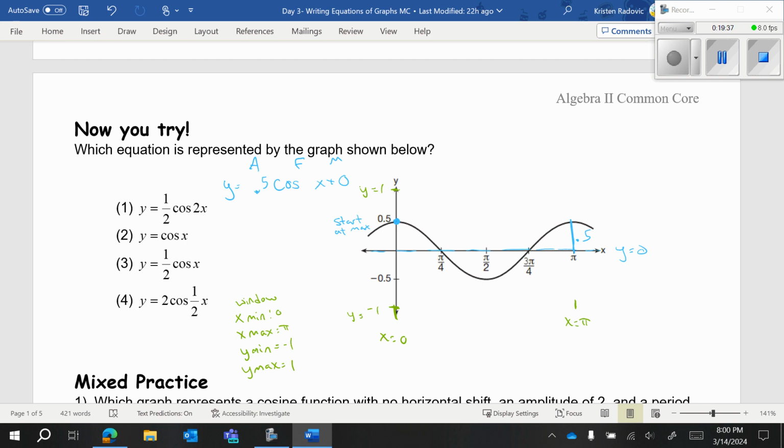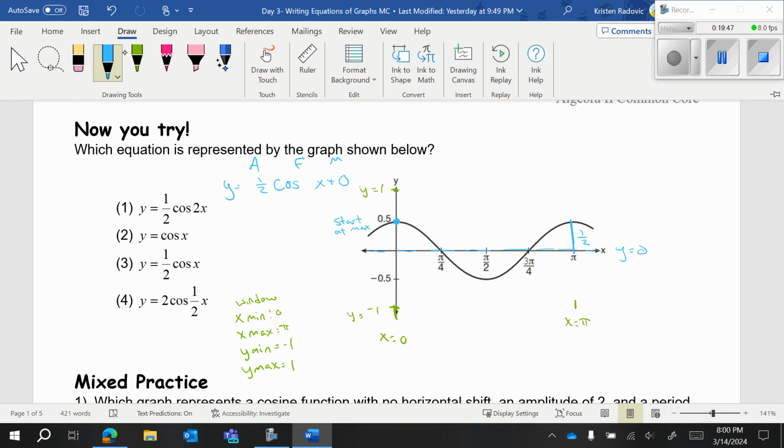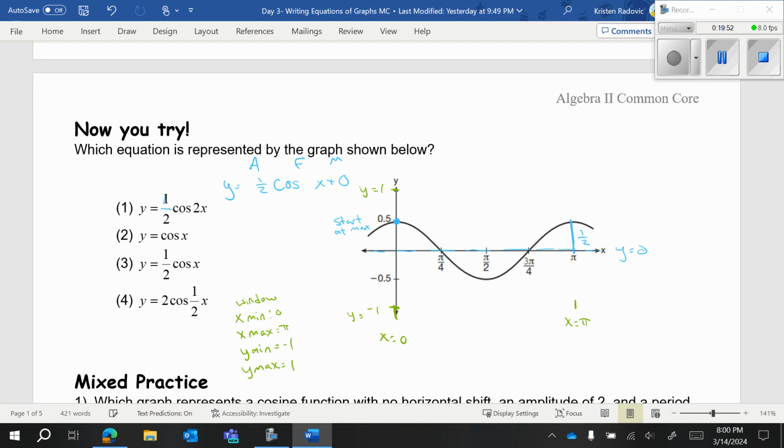Notice how they didn't write 0.5, they wrote 1/2. So you might want to keep the numbers that they have in their answer choices. Although, let's go back and cross things out. You need a 1/2 in front. This doesn't have a 1/2. This doesn't have a 1/2 in front. So we crossed out 2 and 4.